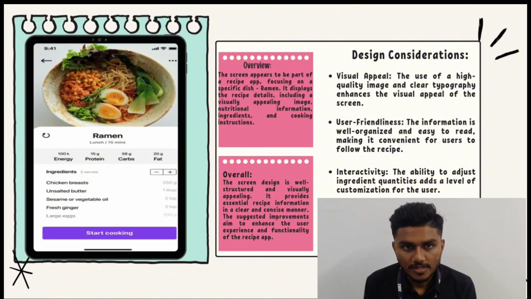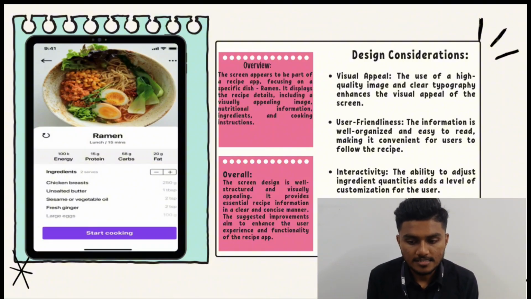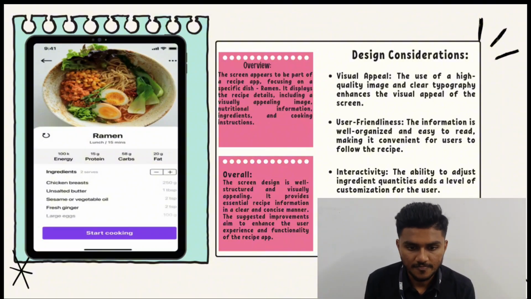Now I'd like to explain the design considerations. We have three things to discuss. First one is visual appeal. The use of a high quality image and clear typography enhances the visual appeal of the screen. The second one is user friendliness. The information is well organized and easy to read, making it convenient for users to follow the recipe. The last one is interactivity. The ability to adjust ingredient quantities adds a level of customization for the user.